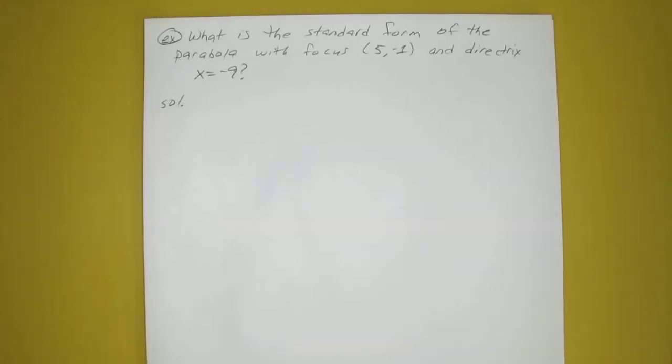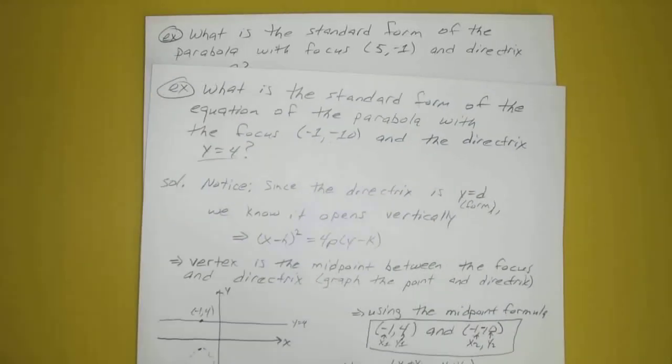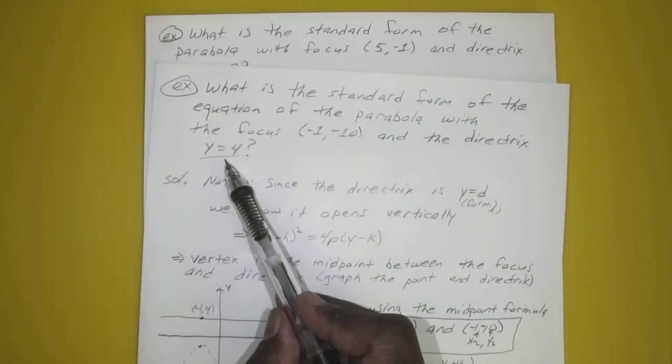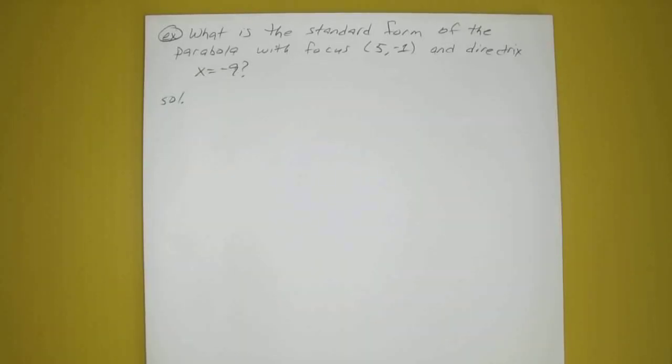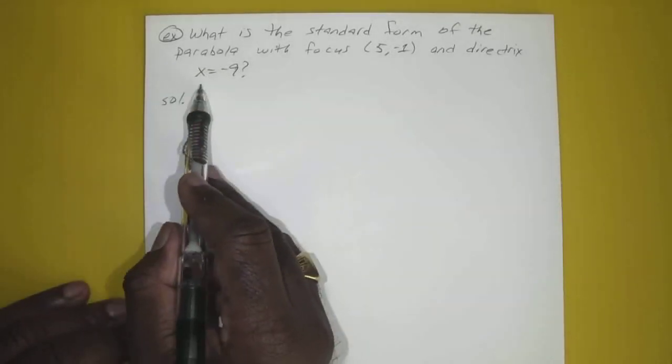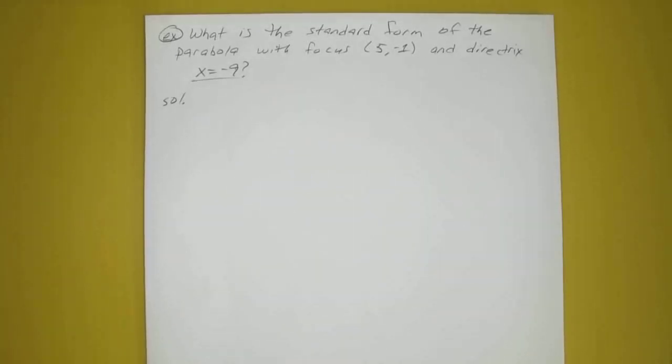Okay, so for the last example, if you remember, the first thing we looked at was the fact that our directrix was y equals 4. That let us know that it opened up vertically. Now, if you look at this directrix, it's x equals -9.